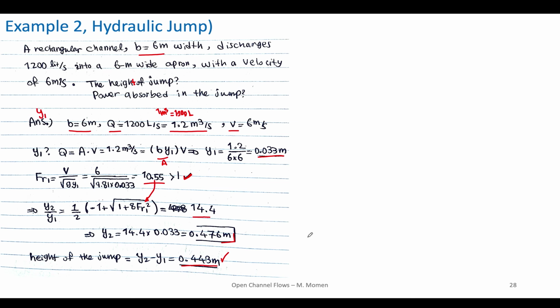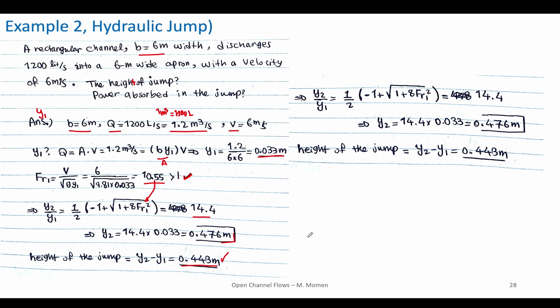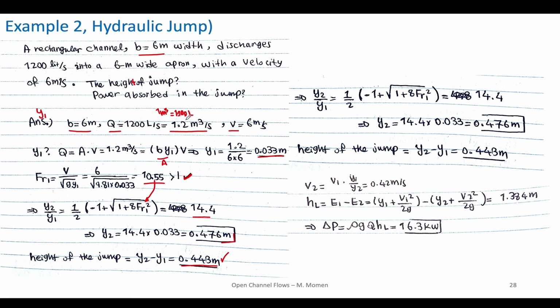So this is the first part of the problem, and for the second part of the problem, I want to find what is the power absorbed in the jump. So in order to find the power that is absorbed in the jump, I need to know what is the head loss in the system, which is shown here. In order to find the head loss, I need to know the downstream velocity, so I can find it through the continuity equation or mass conservation.